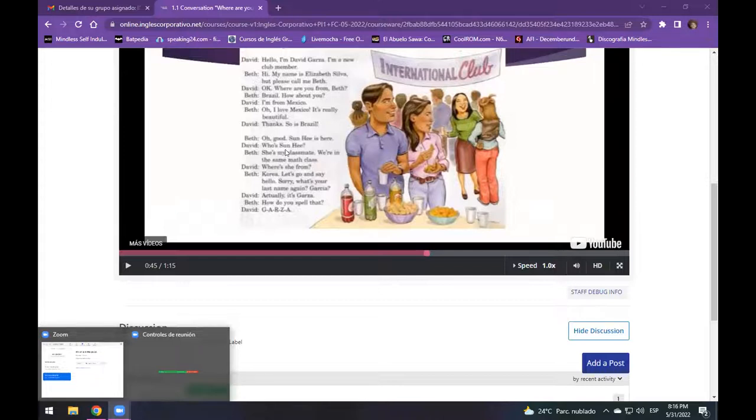Also, another way to introduce someone else is here. She is my classmate. At the moment that Beth says something about maybe the social circle that they belong to, it's a way to say, hey, if you want to speak with them, she is my classmate, we can speak about that kind of stuff. She also introduces the country for them, in this case Korea, and invites David to say hello to them.